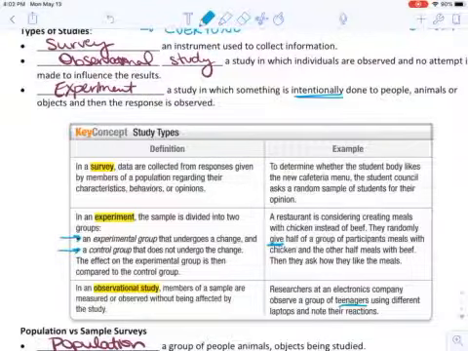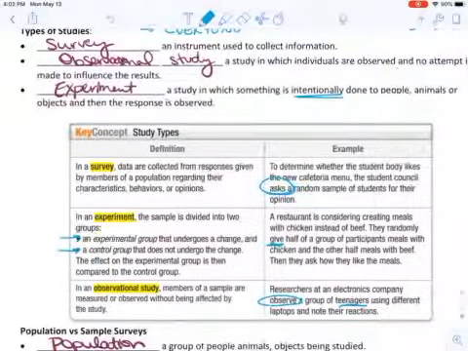So in a survey, you're asking a question. In an observational study, you're just observing them, so you're not doing anything. You're just watching what's going on. And in the experiment, you actually do something and change the conditions themselves, changing the two different groups of people, the experimental group and the control group.